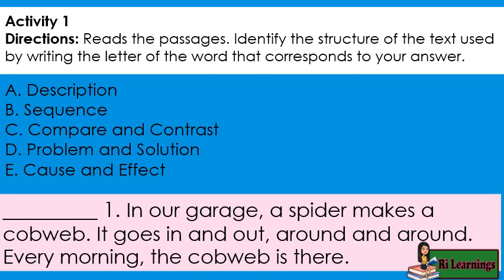Activity 1. Directions. Read the passages. Identify the structure of the text used by writing the letter of the word that corresponds to your answer. 1. In our garage, a spider makes a cobweb. It goes in and out, around and around. Every morning, the cobweb is there.